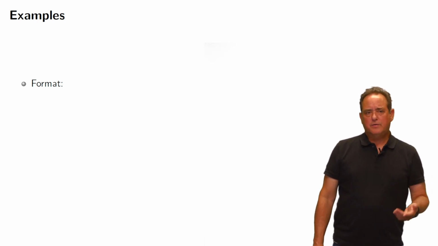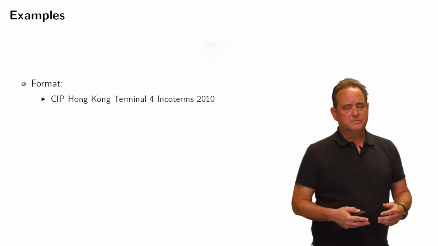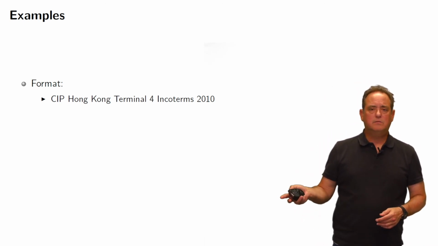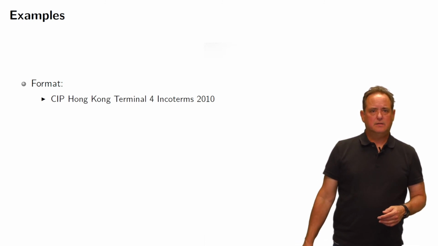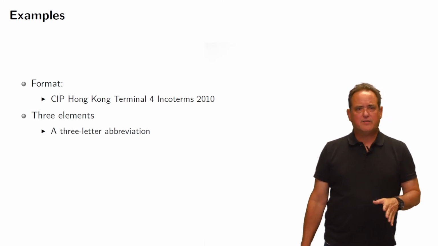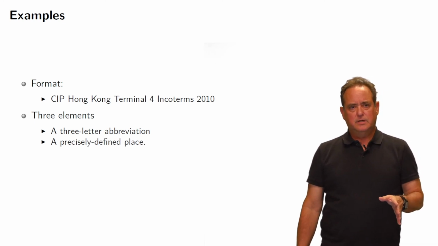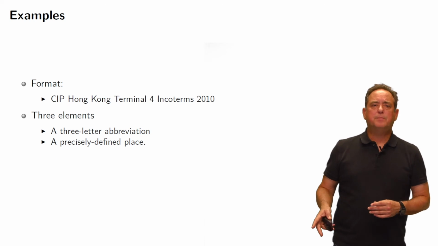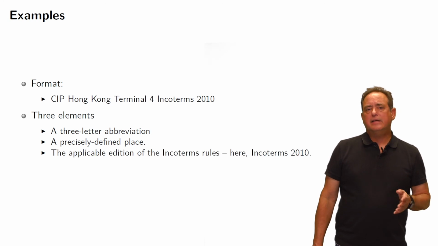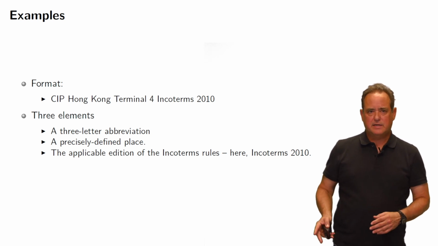So how does it work in real life? Well, here's the typical format. And again, I'll have a separate lecture on some sample documents. It'll be something like CIP, Hong Kong Terminal 4, Incoterms 2010. So there's really three elements there. There is the three-letter abbreviation that we've already gone over. There's a precisely defined place, Hong Kong Terminal 4, and there is the applicable edition of the Incoterms rules, here Incoterms 2010.